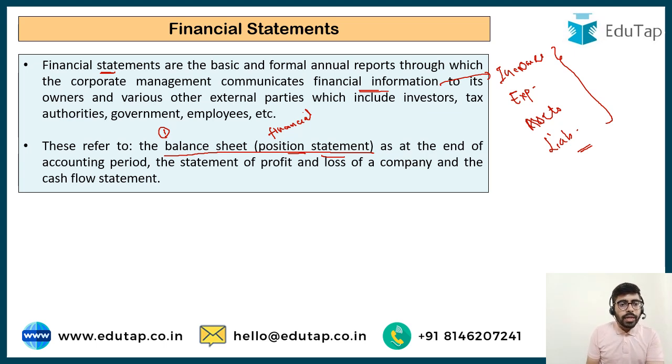Next is the statement of profit and loss, which is referred to as the income statement of the company. This shows how much income has been generated by the company during the previous year. And another statement is prepared along with it: the cash flow statement. This shows the inflows and outflows of cash during the year: how much cash has been received by the company from different sources and how the company has utilized this cash on different aspects.